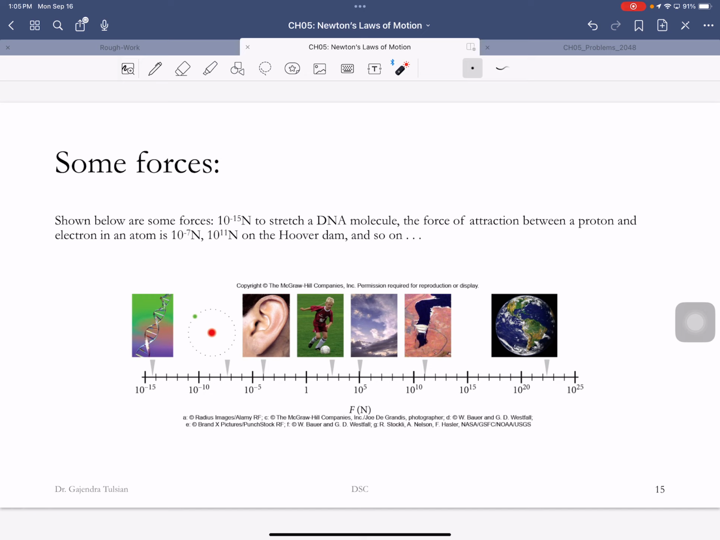Here are some of the forces that we have measured and seen. To stretch a DNA molecule, you need forces of the order of femtonewtons. Here, the weight of the Earth. A force of 10 to the minus 4 newtons on your eardrum, you can hear, and so on. That's the kind of stuff.